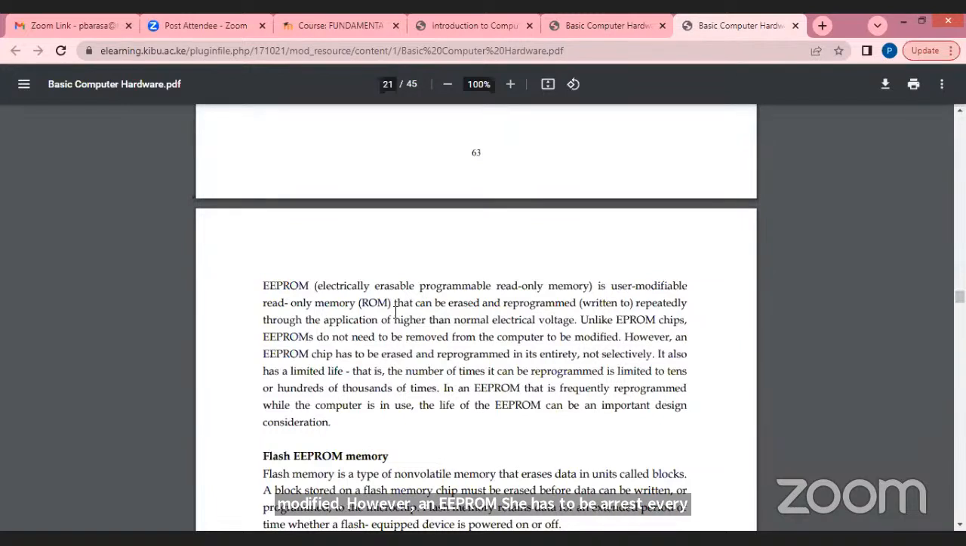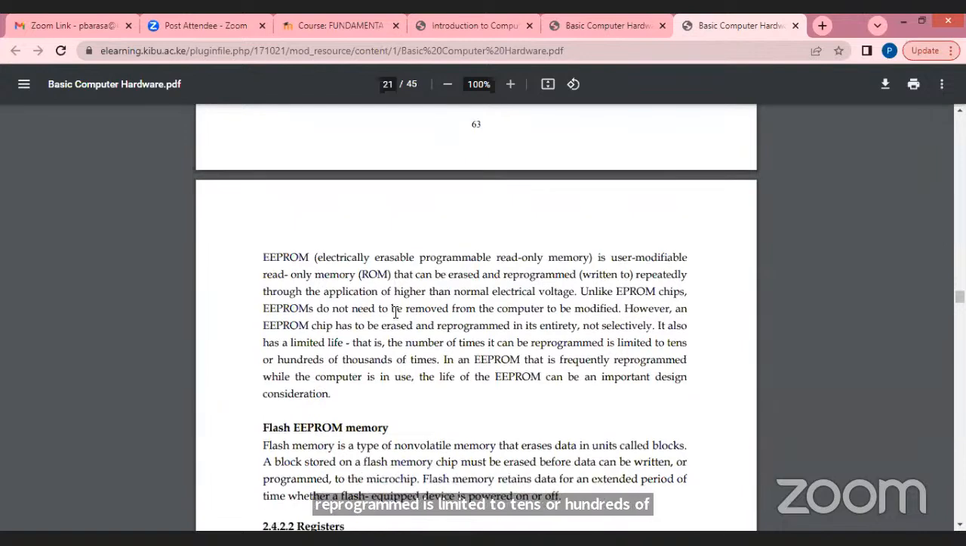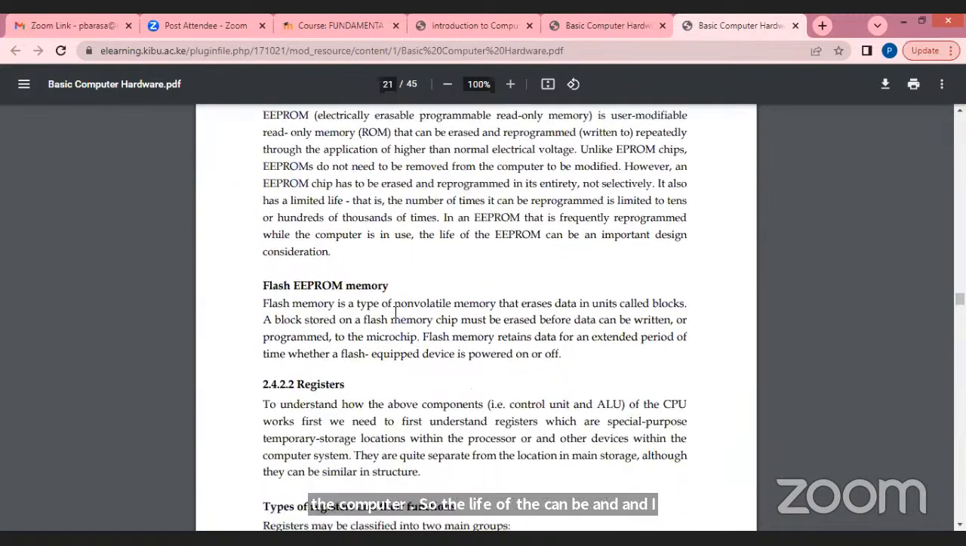It also has a limited life. That is, the number of times it can be reprogrammed is limited to tens or hundreds of thousands of times. In an EEPROM that is frequently reprogrammed while the computer is in use, the life of the EEPROM can be an important design consideration.